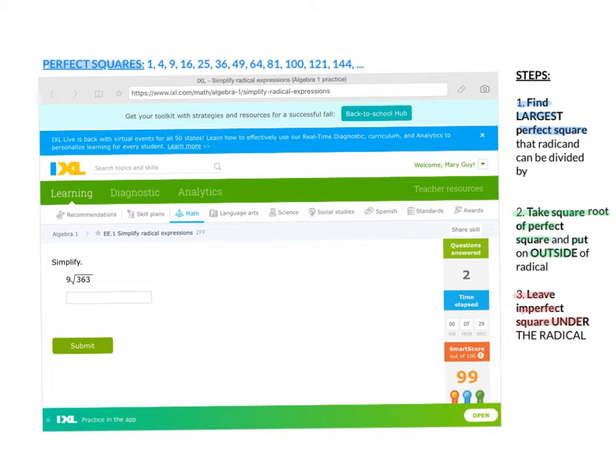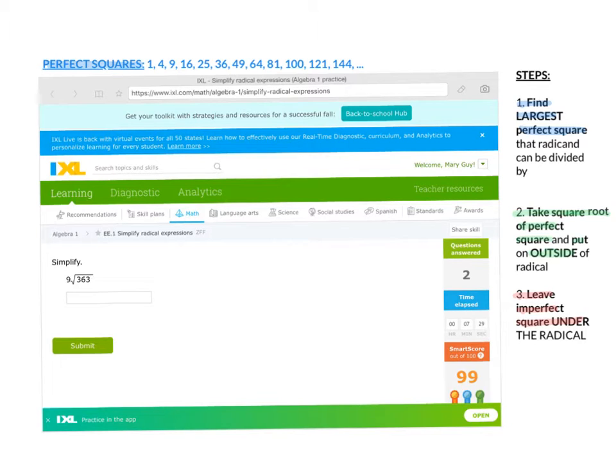Here's a short video on how to use the perfect square method to solve or simplify radical expressions. So we have a three-step process, and step one is for us to find the largest perfect square that the radicand can be divided by. So I'm going to go ahead and do that. I'm going to number this as my number one question because I'm trying to simplify the square root of 20.